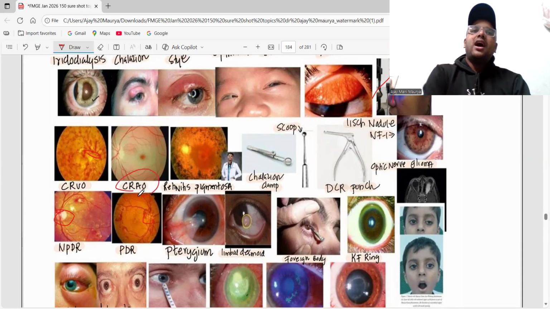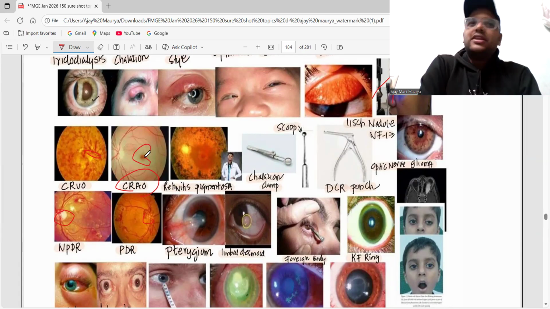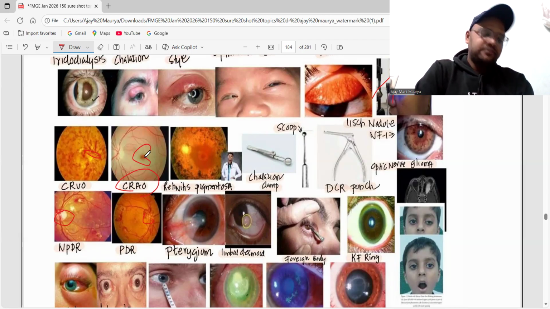This is central retinal artery obstruction. If there is an artery obstruction, there is edema and everything is going to be pale. There are cherry red spots. If there is a blockage of the artery, the whole blood supply will stop, and it's going to be a cherry red spot.